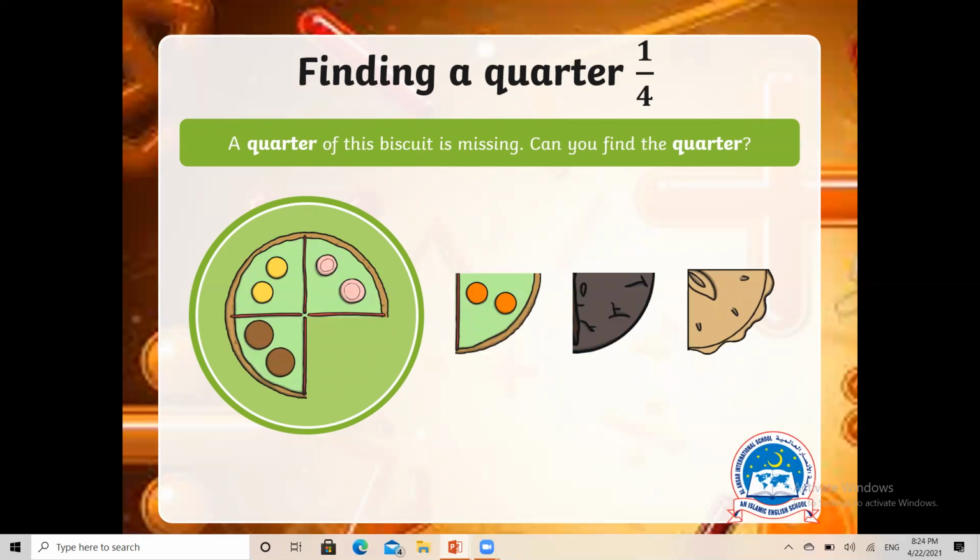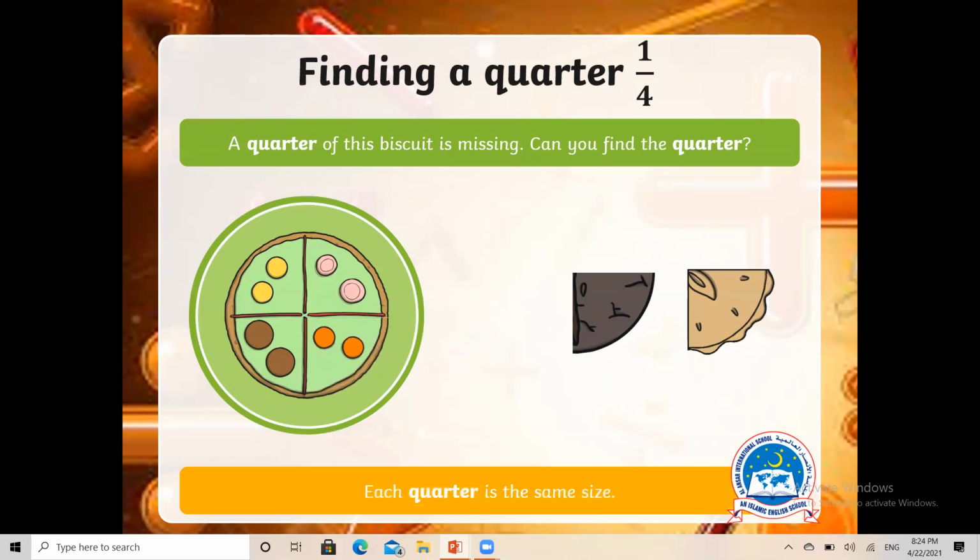Now let's try this one. A quarter of this biscuit is missing. Can you find the quarter? This one, or this one, or this one? Amazing. This is the missing quarter. Each quarter is the same size. Look at it: quarter, quarter, quarter, quarter. Each quarter is the same size.